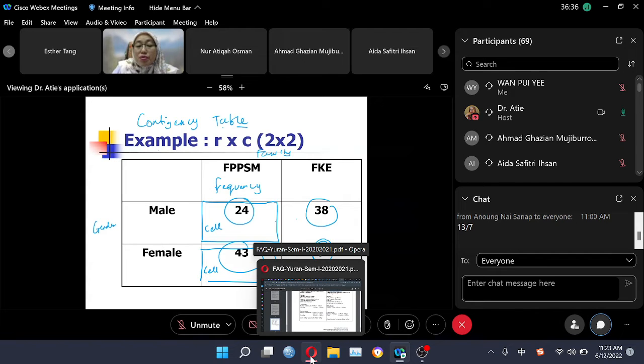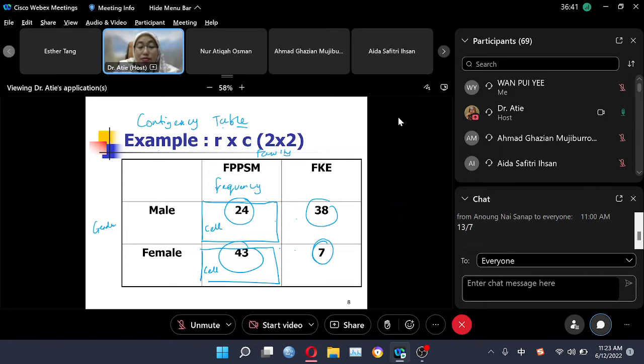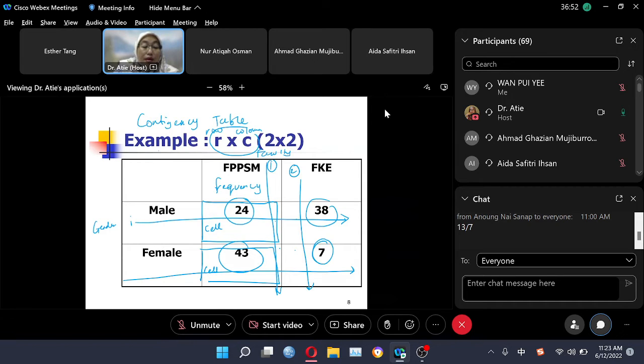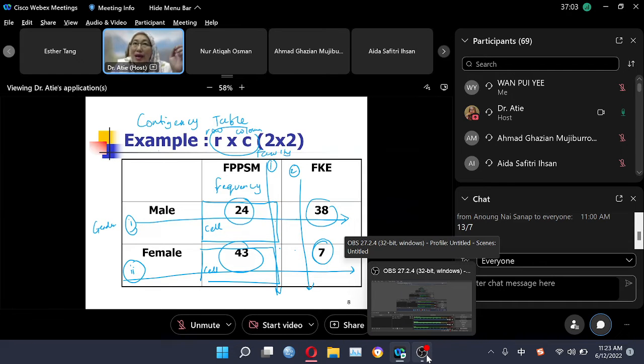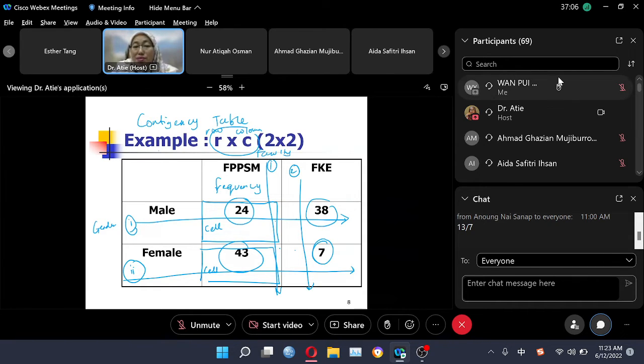So we have 2 rows, and we have 2 columns. So that's the reason we say this contingency table is 2 times 2. So people understand, oh, it has 2 rows and 2 columns. You cannot put it C times R. No, it is standardized, okay? It should be row first and then column. Okay, is everybody okay?